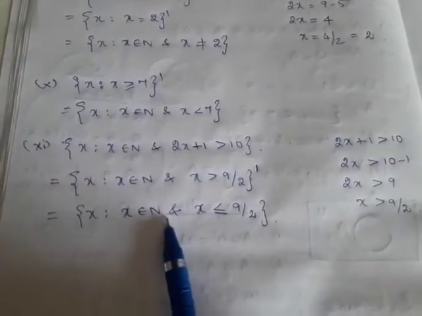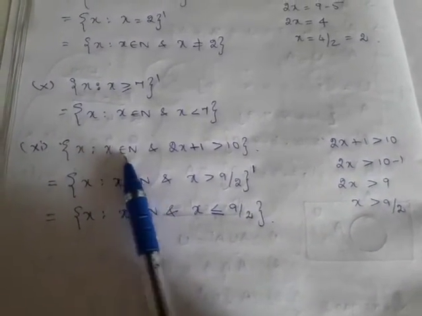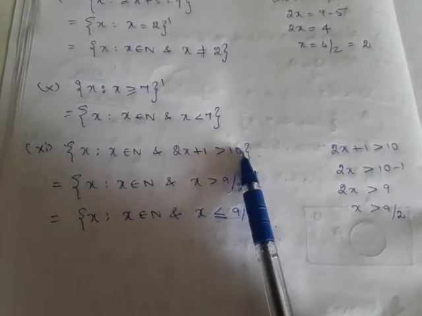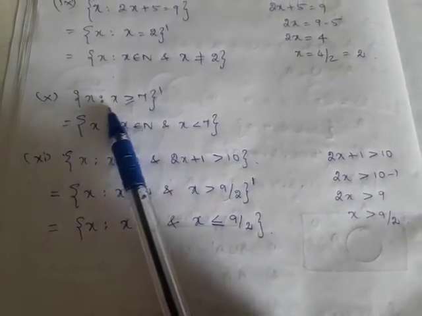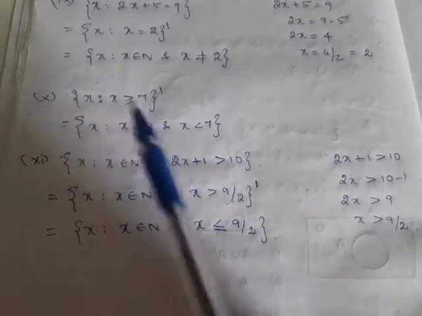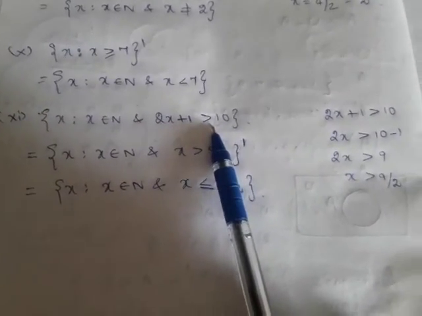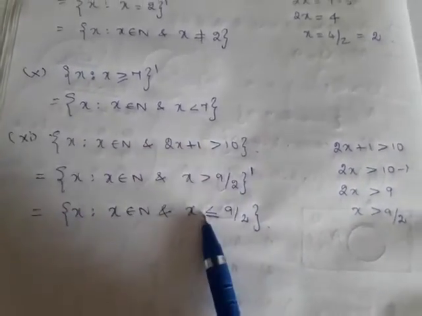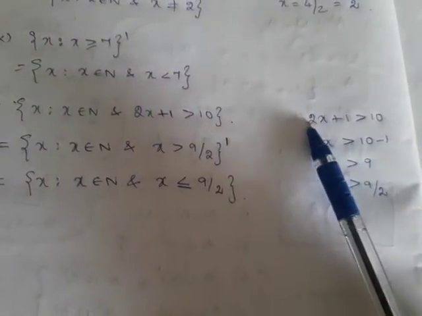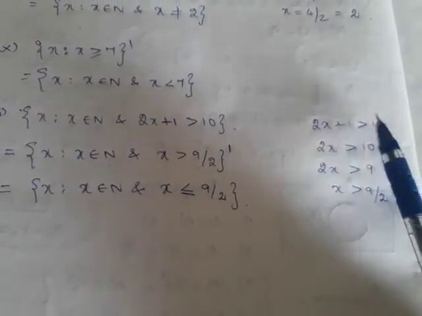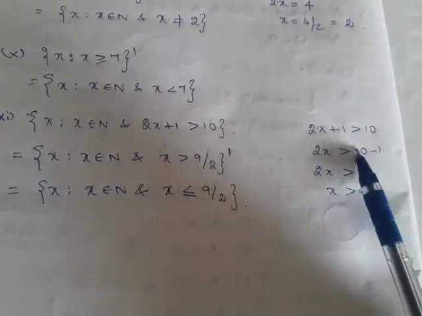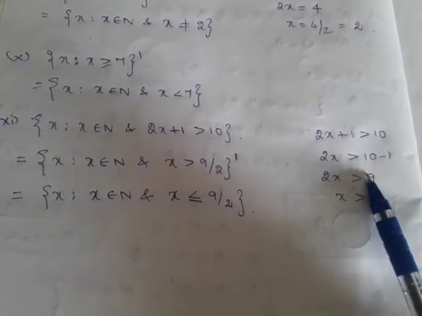And see the next question, set of all x such that x belongs to N and 2x plus 1 is greater than 10. In the earlier one they directly gave the range of x. Here they have given an inequality. So find what is x, what is the range of x, and then write its complement. So again the same way, 2x plus 1 is greater than 10. Bring this 1 to the other side. So 10 minus 1 will be 9.